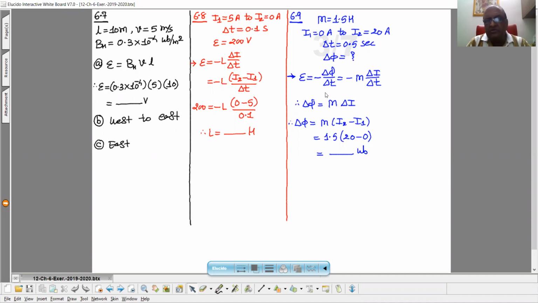E equals minus delta phi by delta T, and the EMF induced in the case of mutual induction is minus M delta I by delta T. Cancel this delta T. We will get delta phi equal to M delta I. So delta phi is M into (I2 minus I1). Substitute the values. M is 1.5, I2 is 20, I1 is 0. You will get the answer.